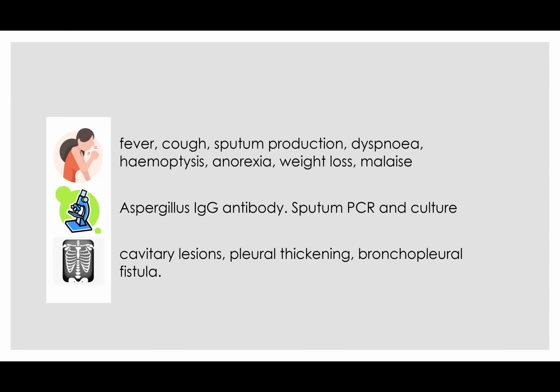Patients would usually present with fever, cough, sputum production, dyspnea, hemoptysis, anorexia, weight loss, or even malaise. And the most sensitive laboratory test is an Aspergillus IgG antibody, with sputum Aspergillus PCR being more sensitive than culture. Unilateral or bilateral cavitary lesions can be seen on imaging. It's usually in the upper lobes, and it can be associated with some adjacent pleural thickening. And it may also progress to bronchopleural fistula formation. And approximately half of these cavities can develop an aspergilloma.